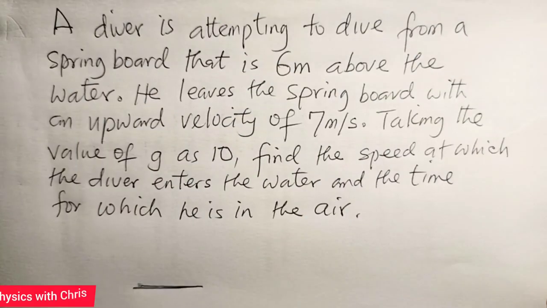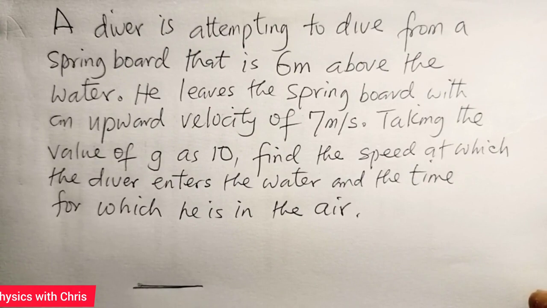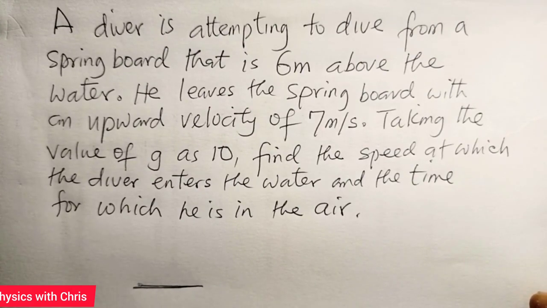Want us to look at this question together. A diver is attempting to dive from a springboard that is 6 meters above the water. He leaves the springboard with an upward velocity of 7 meters per second. Now, taking the value of g as 10, we have to find the speed at which the diver enters the water and the time for which he is in air.